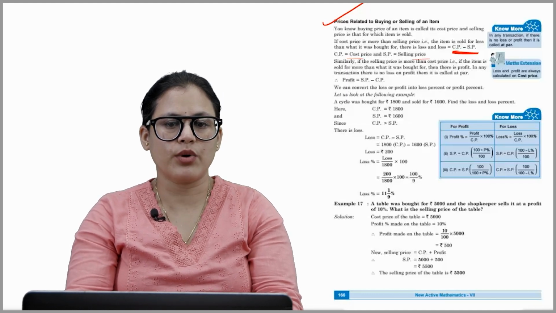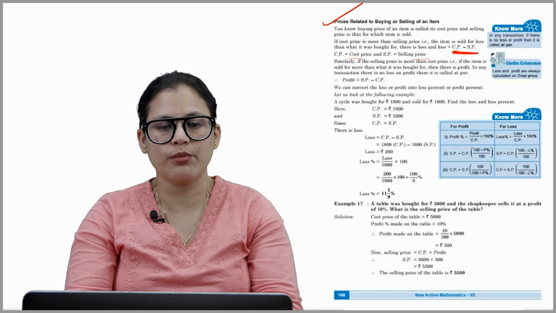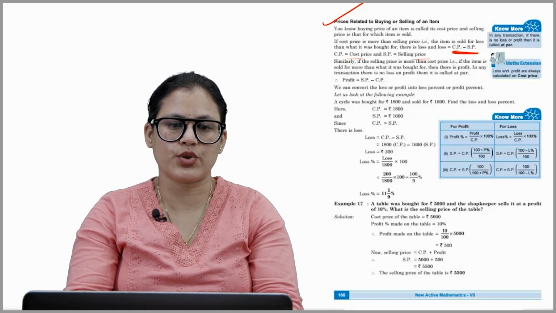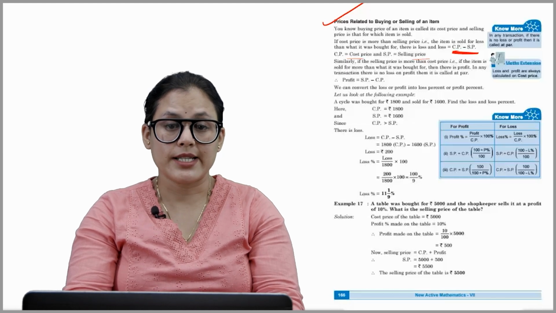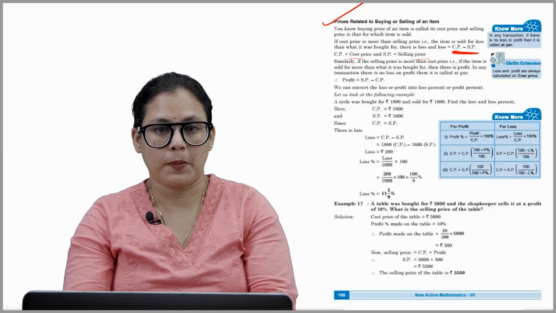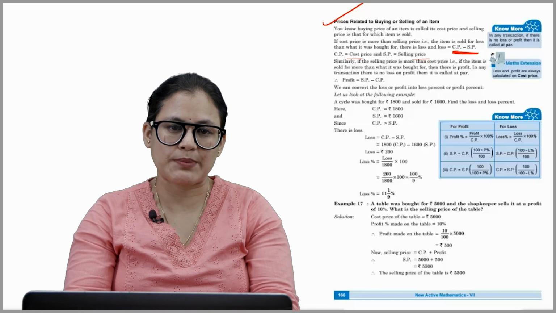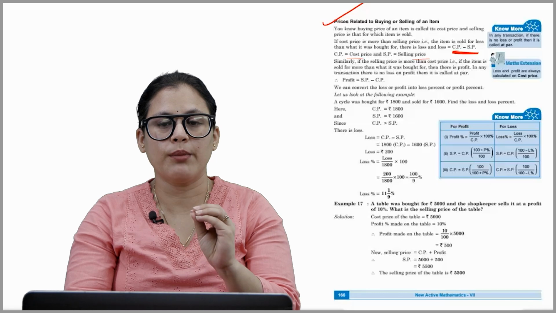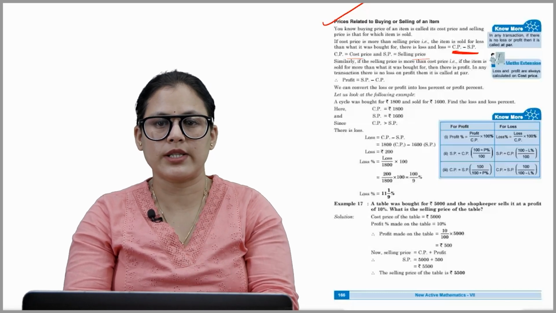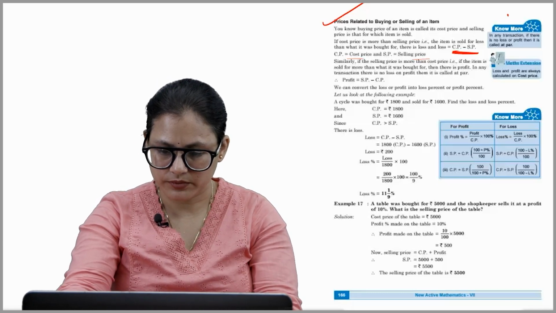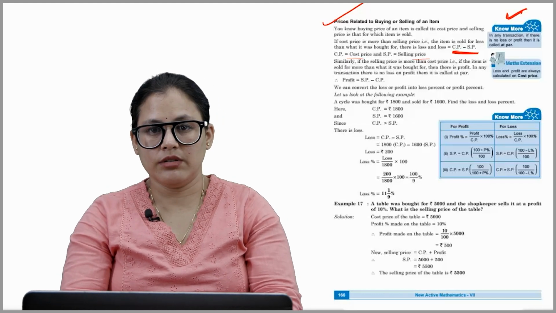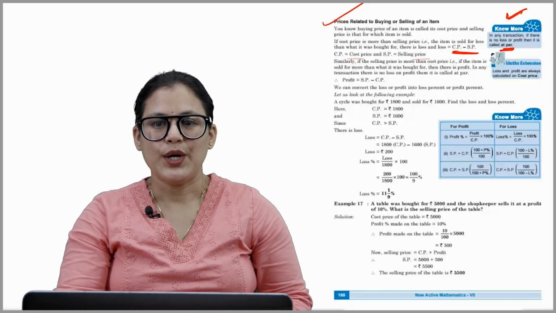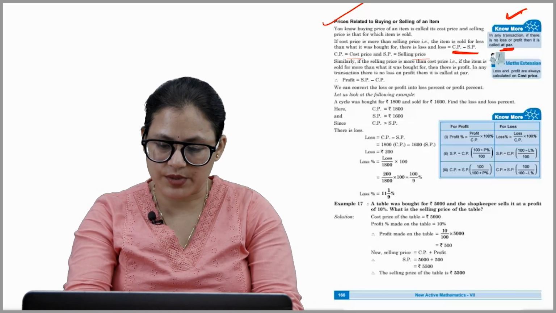Similarly, if the selling price is more than cost price, that is if the item is sold for more than what it was bought for, then there is profit. Therefore profit is equal to SP minus CP. We can convert the loss or profit into loss percent or profit percent. So let us look at the following example, but first note: if in any transaction there is no loss or profit, then it is called at par. Loss and profit are always calculated on cost price, always remember that.